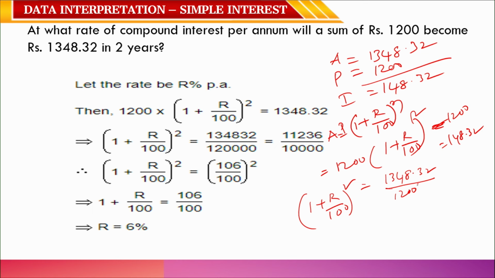So r, you multiply with 100, then it becomes 1348.32 by 12, that means 1,20,000, correct. Now simplify by dividing the same by 2, 8 or whatever it may be. Maybe you go for 12. So you divide by 12, and it becomes 10,000. When you divide this, you get 11,236. So for 11,236 you have to find the square root.